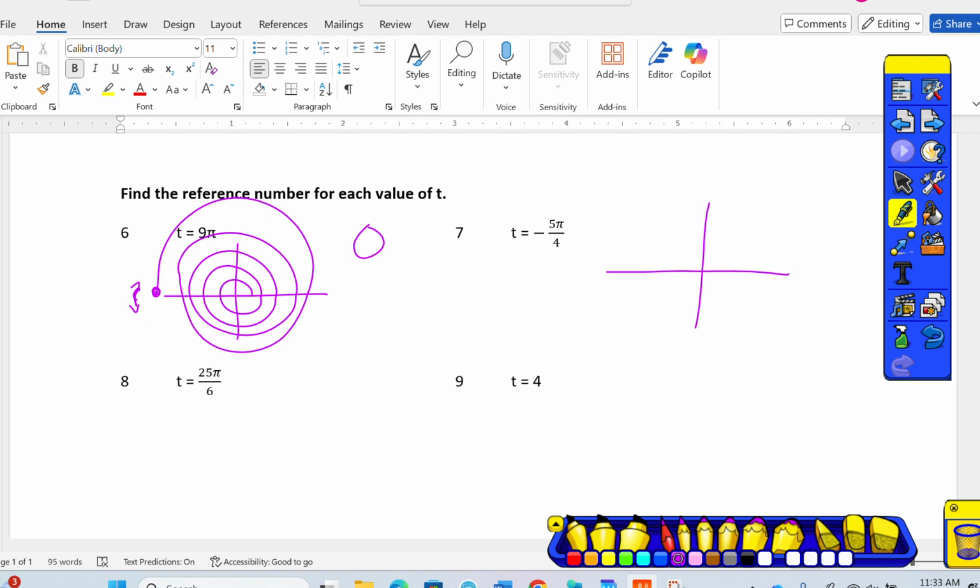Okay, negative 5 pi over 4 puts me right here in the 2nd quadrant. So the reference angle, again, is that distance back to the x-axis. So it's 180 plus a little bit of extra. So if I take my 5 pi over 4 and subtract pi, right? That gives me pi over 4. So that distance is pi over 4.